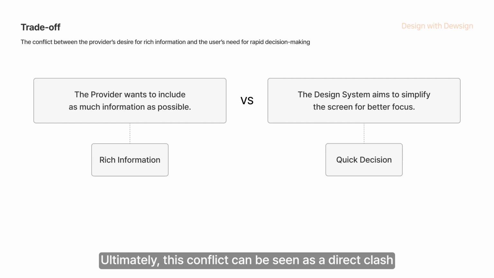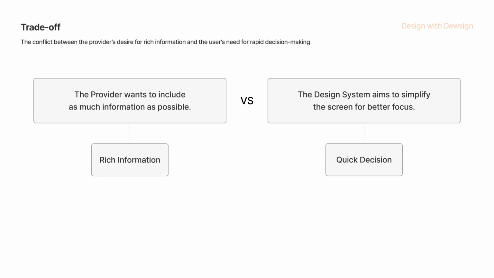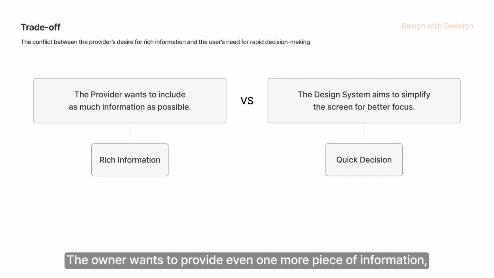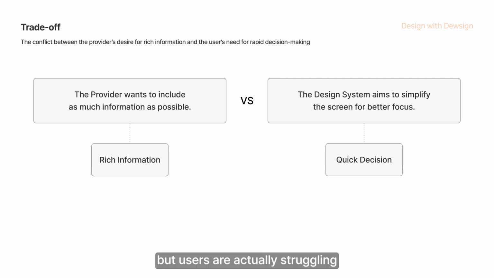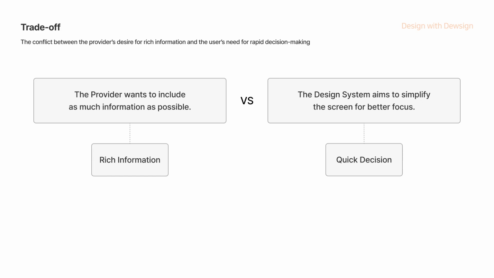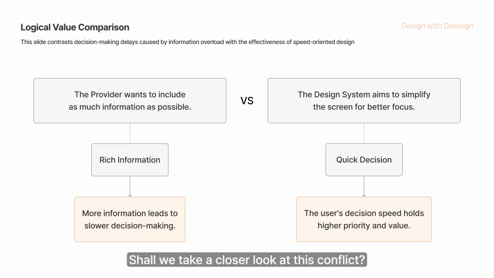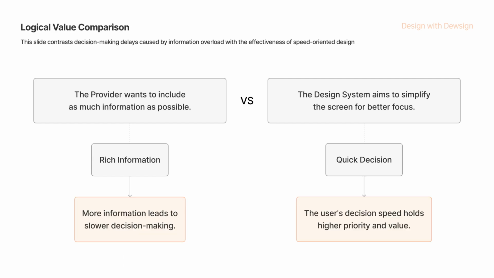Ultimately, this conflict can be seen as a direct clash between the provider's desire to offer rich information and the user's need to make a quick decision. The owner wants to provide even one more piece of information, but users are actually struggling to decide because of that very information. Understanding this tight-knit structure of opposition is the starting point for creating a principle. Shall we take a closer look at this conflict?